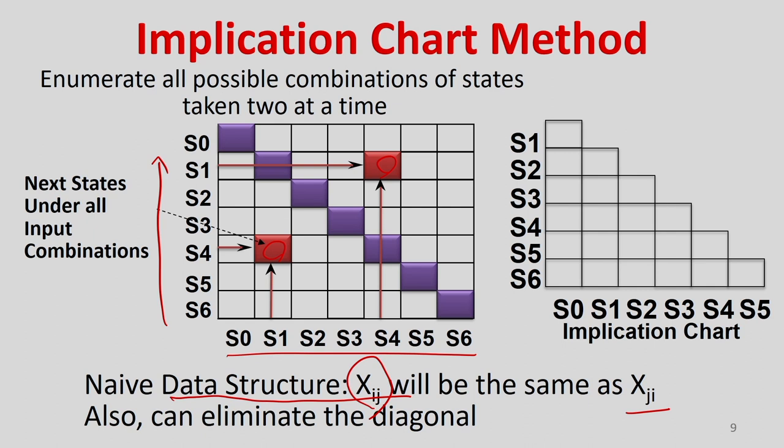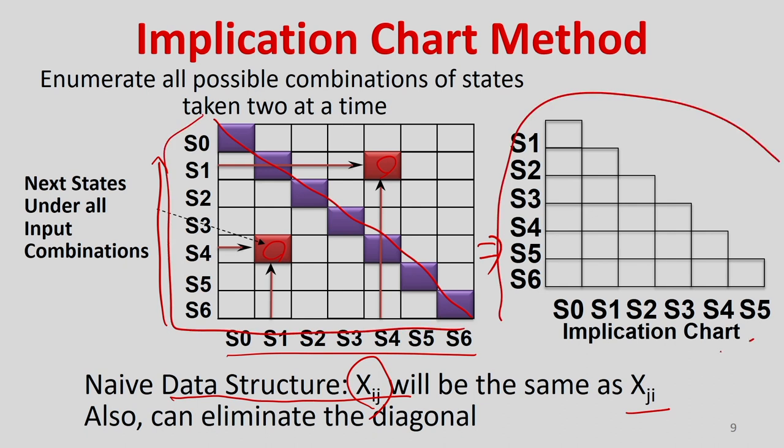Because we are using the implication chart, checking whether it implies or not, this can be managed with half of the array. Only this part is required, which is half of the two dimensional array. On the y axis it goes up to S1, S2, S3, S4, S5 and S6, and on the x axis we have S0, S1, S2, S3, S4 and S5.